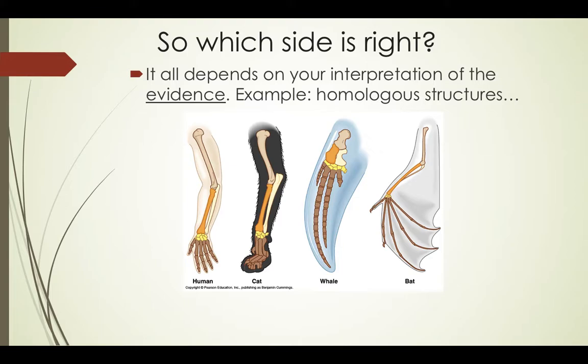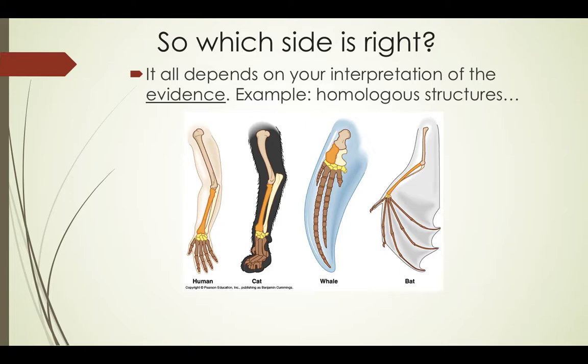All right. So the facts are that a human arm, a cat's leg, a whale's fin, and a bat's wing all have very similar bone structures, as you can see in the diagram there. That's the facts right there, that our bone structures are very similar.